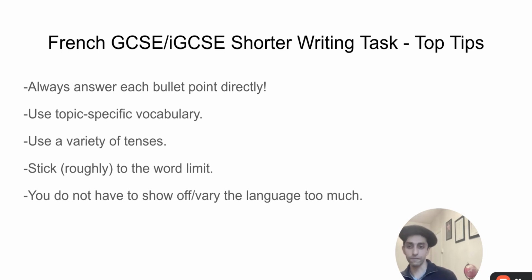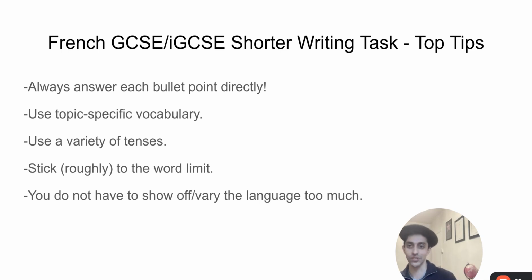Stick roughly to the word limit. As discussed, I would use 10% as probably the best indicator. So if you're asked to write 100 words, if that's what's written in the instructions for your shorter writing task, then I would make sure to write between 90 and 110 words. In other words, give yourself about 10% of leeway either side, above or below the word count. And if you stick to that, then you should be safe.